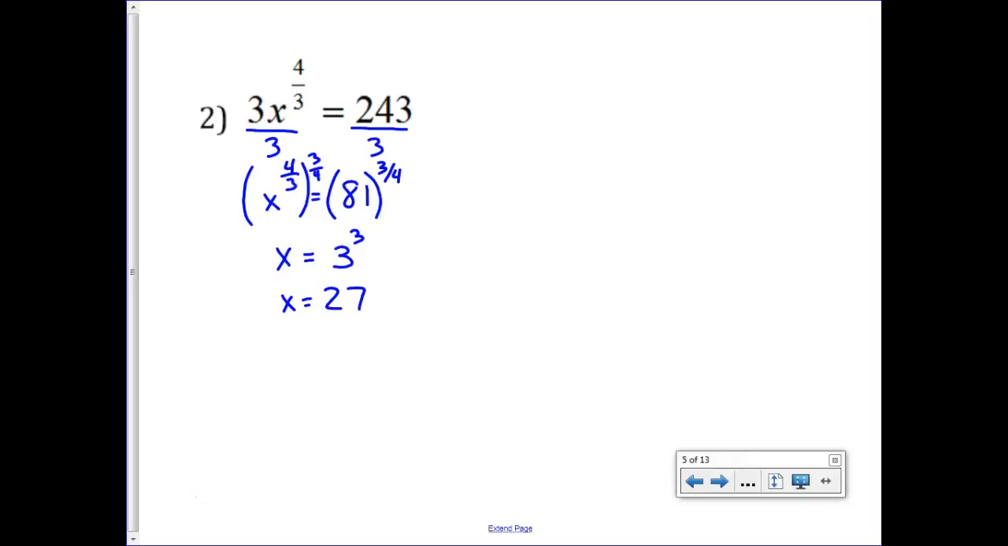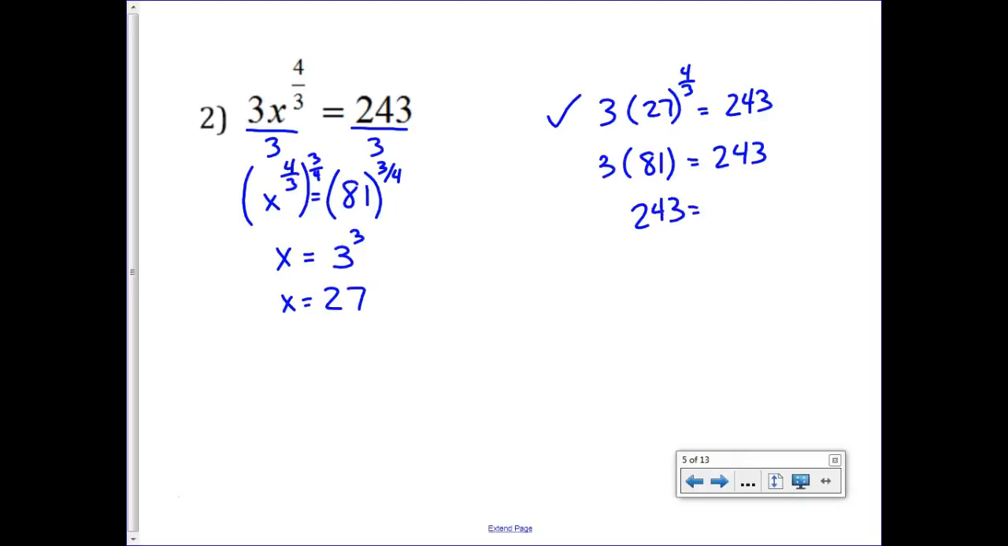Now we need to check this. So we're going to plug in for our check: 3 times 27 to the 4/3 is equal to 243. So 27 to the 4/3 is 81. 3 times 81 is 243. Yep, that works. So x equals 27 is a solution.